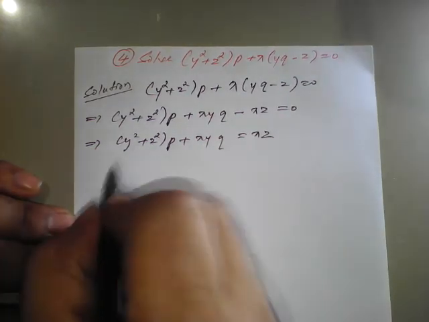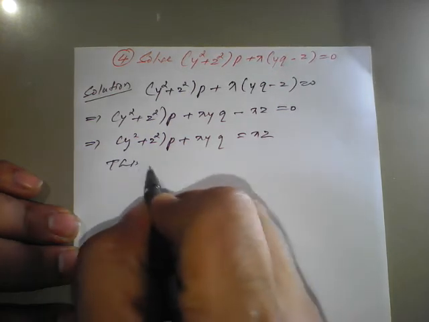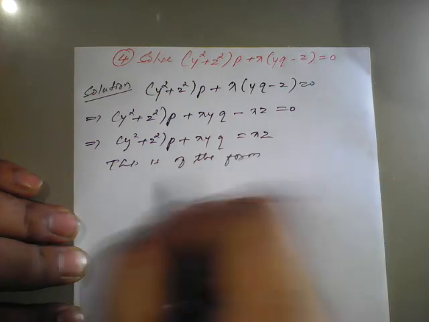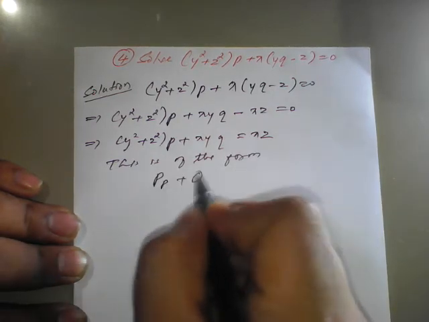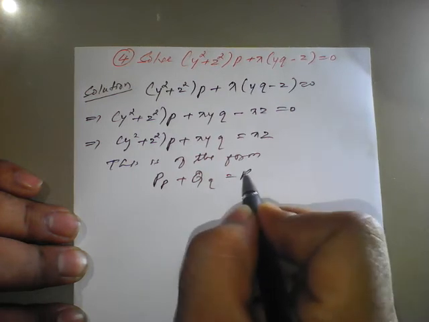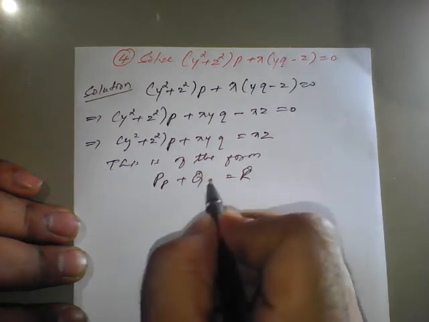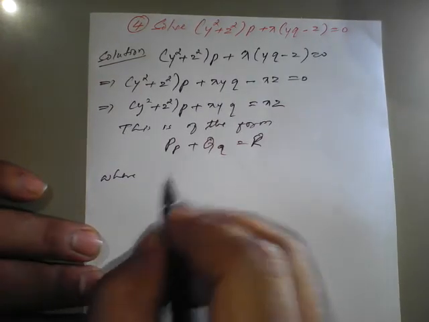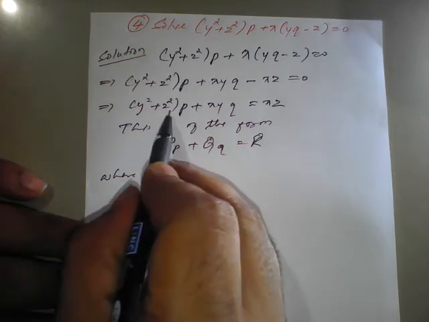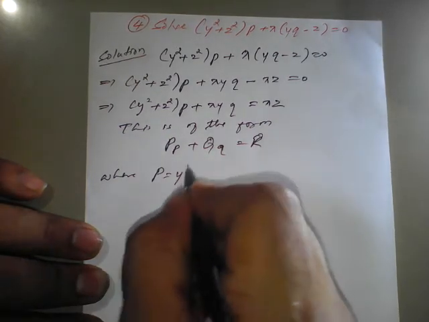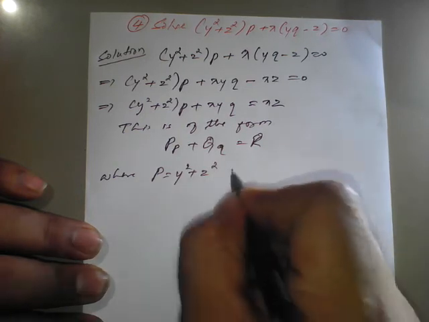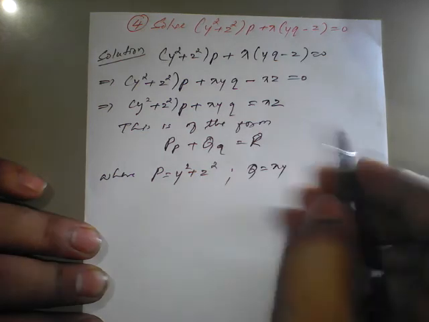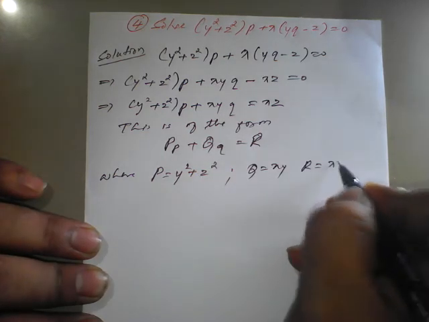So this is of the form capital P p plus capital Q q is equal to capital R. Capital P is the coefficient of small p, that is y square plus z square. Capital Q is xy and capital R is xz.